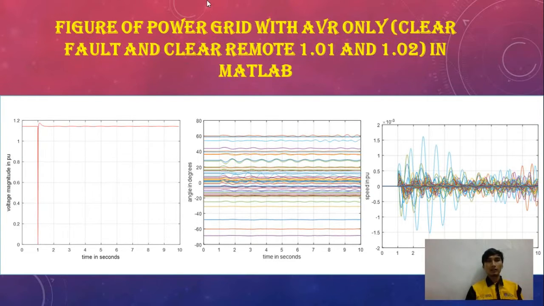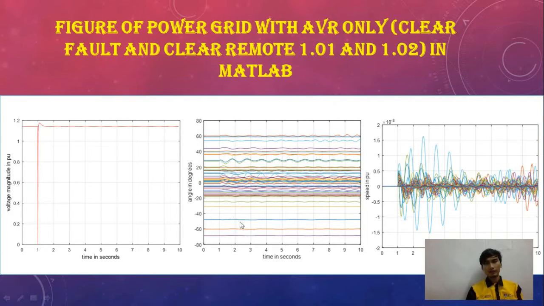So this is a figure about the power grid with AVR only. Clear fault and clear remote are 1.01 and 1.02 in MATLAB. So figure 1 is voltage magnitude in PU versus time in seconds. The fault occurs at 1 second, and after 0.01 the fault is cleared and the voltage magnitude is back to normal.